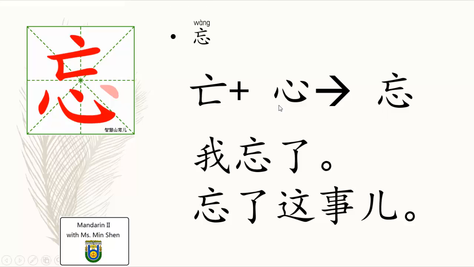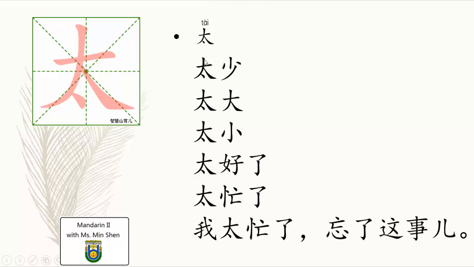Then forget, 忘, right? Some thoughts are gone, you cannot find them anymore, cannot recall, vanished. So it's forgot, 忘, forgot, forget, right? Forgot. 我忘了, I forgot. 忘了这事儿, forgot this matter. 忘了这事儿.